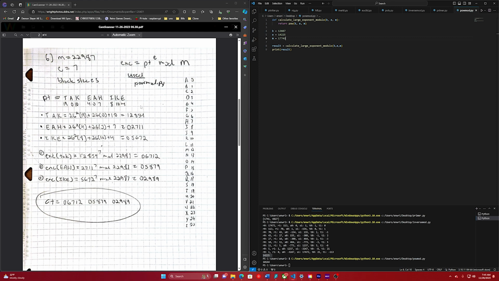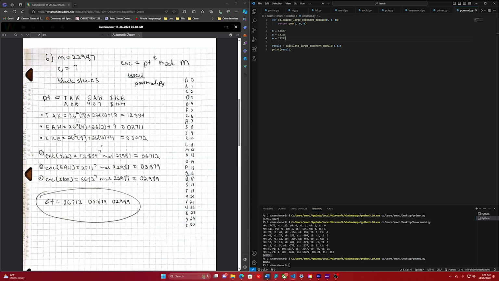But first we got to split this up. So 3-letter blocks: TAK, EAH, IKE. Then I always do this because it's easy for me to keep track. A through Z, 0 through 25. T is 19. A is 0. K is 10. And you do that for all 3 sets.